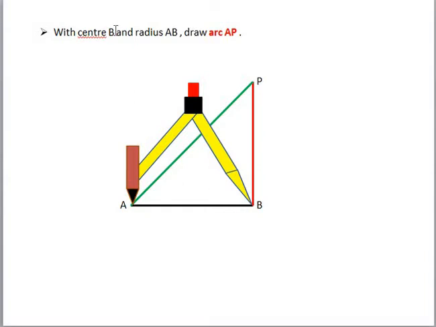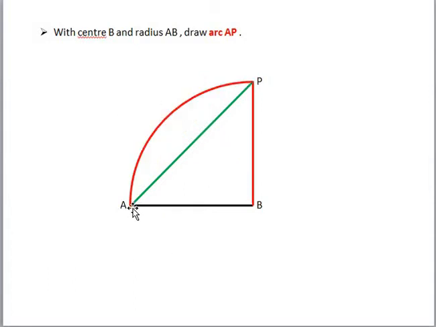With center at B and radius AB, draw an arc AP. Take your compass, fix the center at B, and this is the pencil. Take the radius as AB, and from A to P draw one circular arc. After you draw the circular arc, it will look something like this. So I have drawn this arc AP with the help of a compass. Then the next step.